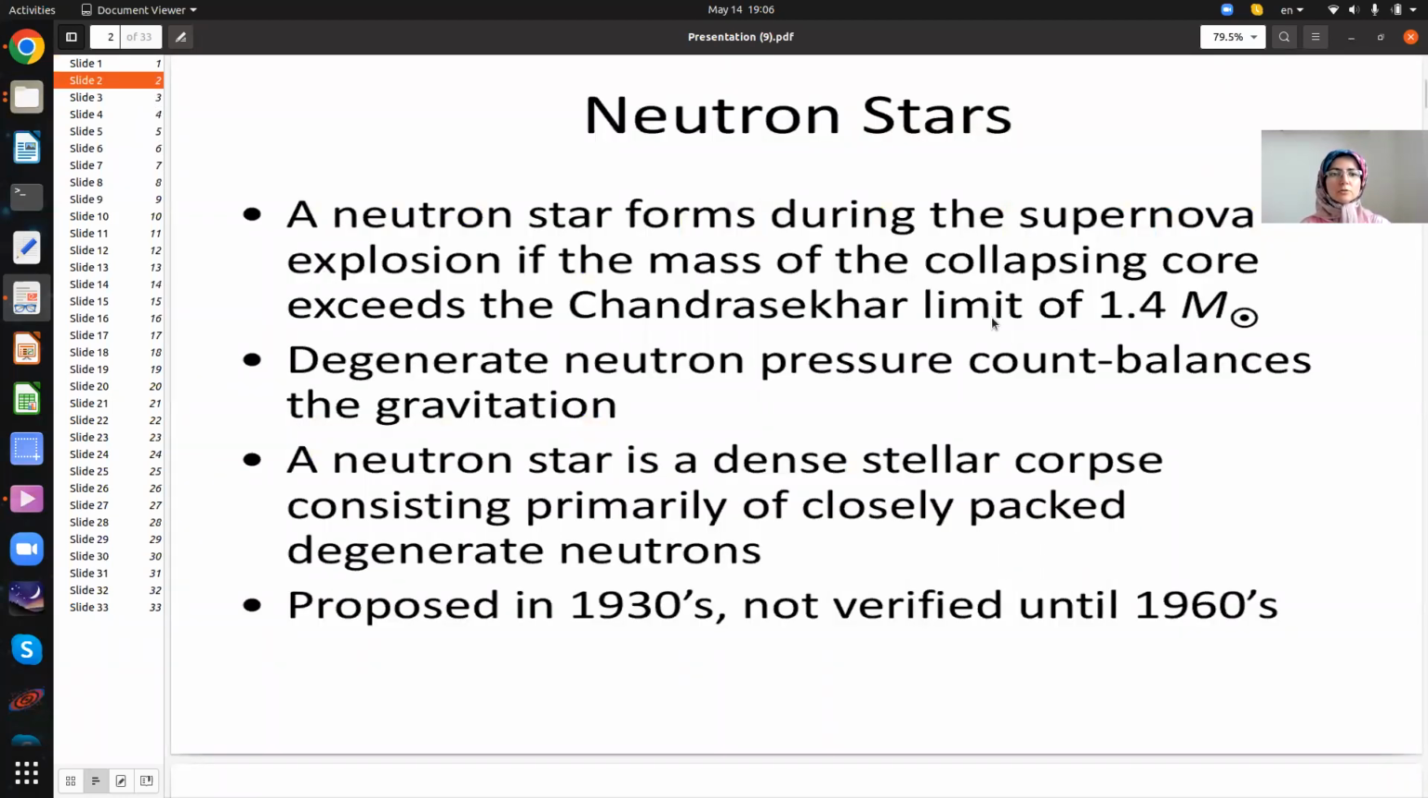We want to talk about neutron stars and pulsars. A neutron star forms during a supernova explosion if the mass of the collapsing core exceeds the Chandrasekhar limit of 1.4 solar mass. Degenerate neutron pressure counterbalances the gravitation. A neutron star is a dense stellar corpse consisting primarily of closely packed degenerate neutrons. Proposed in the 1930s, not verified until 1960.